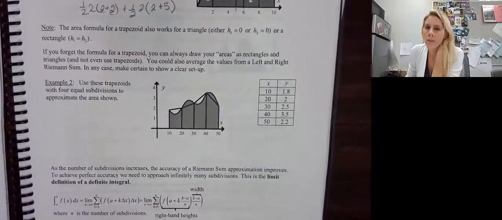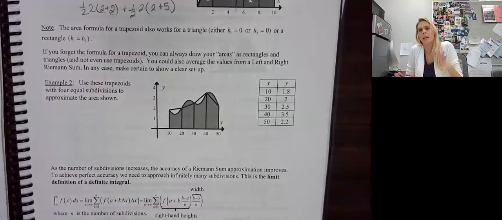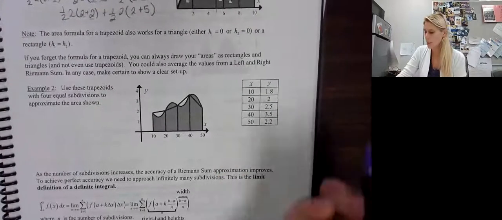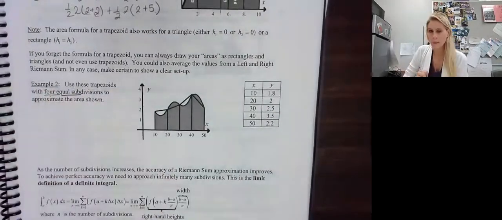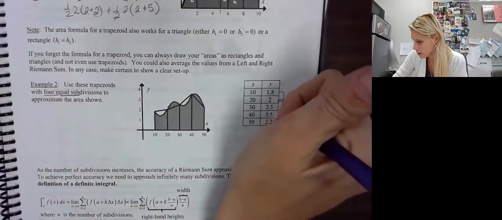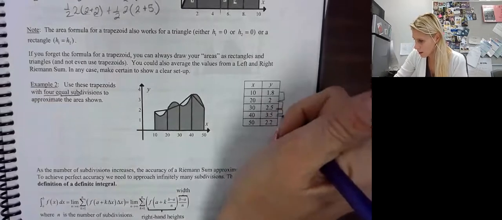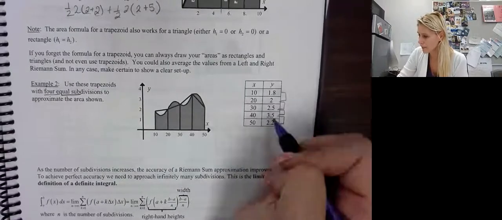Now, if you forget the formula of a trapezoid, you can always do the area of a rectangle and the area of a triangle. But guys, really, you should memorize the area of a trapezoid. So example 2 here, we have a table, so we can check on that table, right? So as you can see, if we're doing 4 equal subdivisions, if we break this down into 4, there's our 4 rectangles. They have the height of 10, and you have your bases.